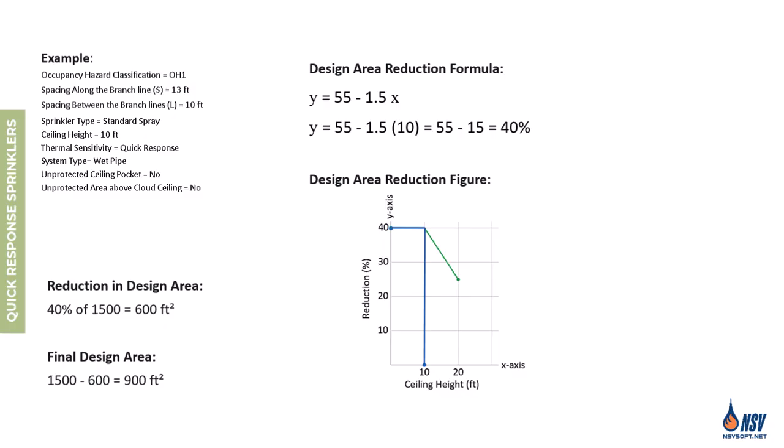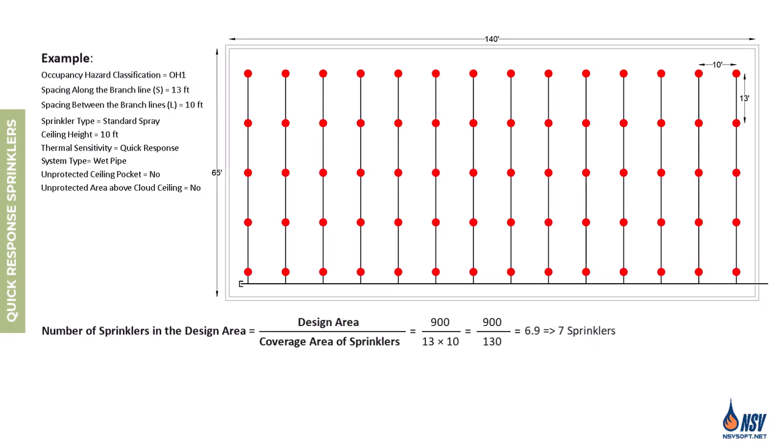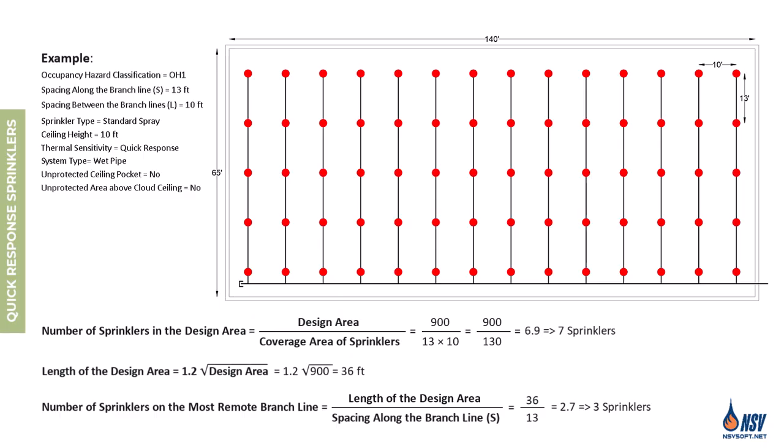There's another way to calculate the final design area using percentage adjustments. When we want to reduce the area, we subtract the percentage from 1. For example, a 40% reduction means subtracting 0.4 from 1, which gives us 0.6. Then, we multiply that by the original design area, 1,500 square feet, to get the final value of 900 square feet. The total number of sprinklers within that area comes out to 7. Among these, the most remote branch line contains 3 sprinklers.